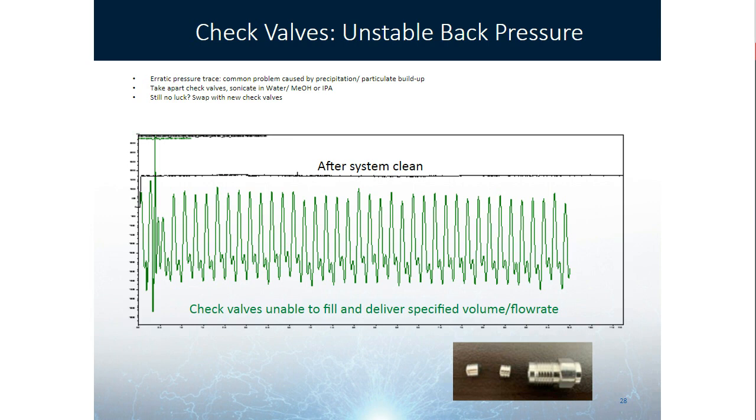Check valves. So if you have unstable back pressure, I usually clean the check valves. I try to clean them first before I put brand new ones onto the system. You simply take these apart. You can sonicate them in IPA or some methanol and water to generate a little bit of heat. But typically, if I have unstable back pressure, especially if it's kind of chattery like this, cleaning the check valves is one of the first things that I try doing. If that's not the case, I guess even before you clean the check valves, you can try purging the system. Usually there is some type of error in the system that's causing unstable back pressure.